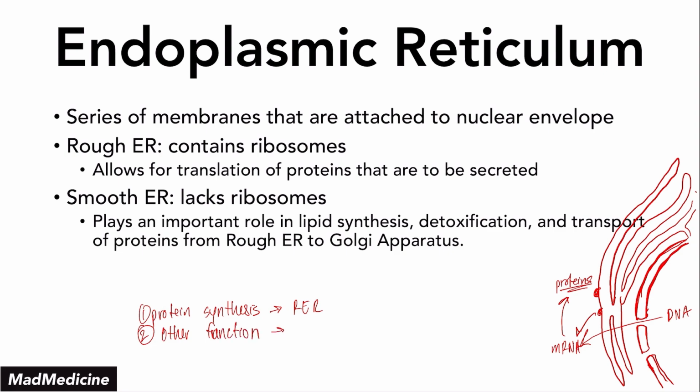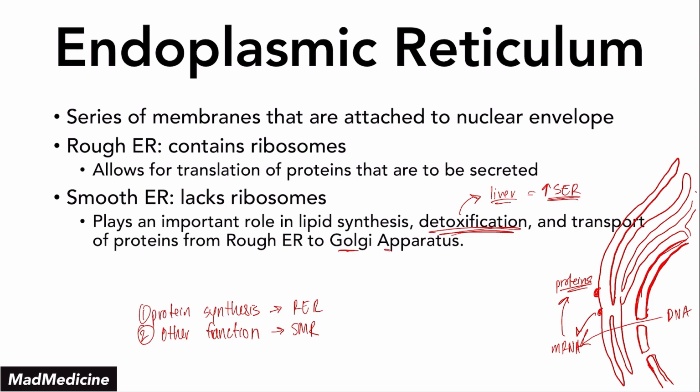One of the most important ones is detoxification. Where else in our body do we have detoxification occurring? If you recall from anatomy, it is your liver. Your liver plays an important role in detoxification. Well, as you can deduce then, the liver cells actually have a higher amount of smooth endoplasmic reticulum than other cells because they need to play a role in detoxification. Just a fun fact for you. Okay, so the smooth endoplasmic reticulum is going to help with lipid synthesis, with detoxification, and with transporting the proteins from the rough endoplasmic reticulum to the Golgi apparatus.